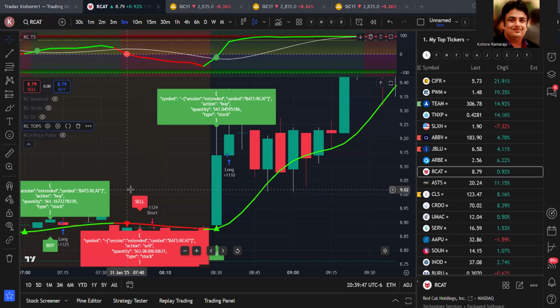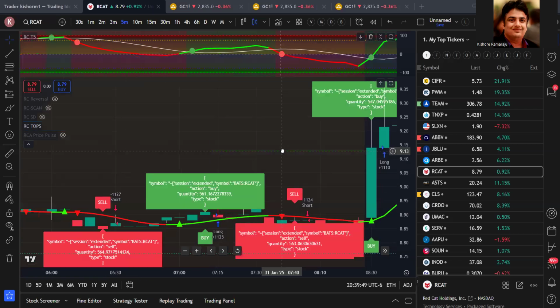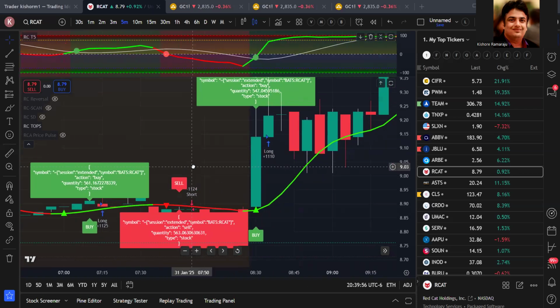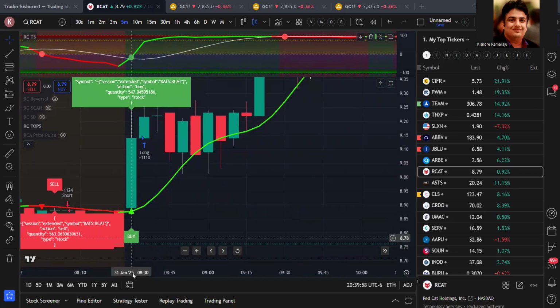But if it is a choppy day, for example, you enable it when there is no volume, you got a sell, you got a buy, you got a sell, you got a buy. It won't make much money. But when there is high volume, after the 8:30 US market open, it moved so much.